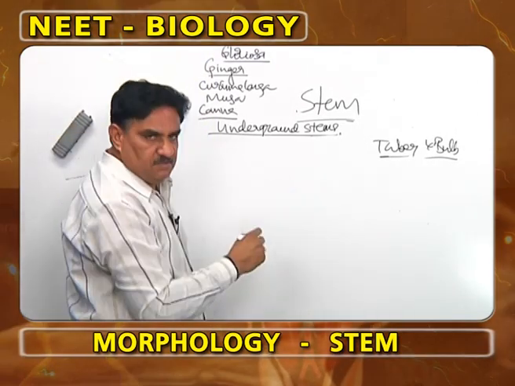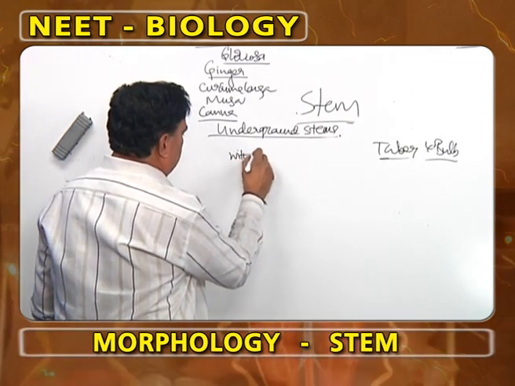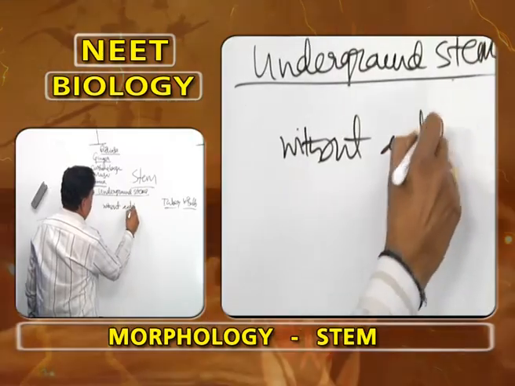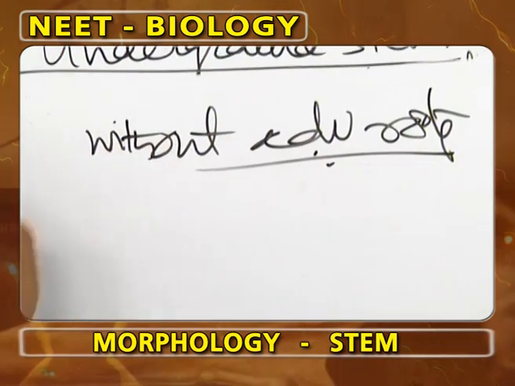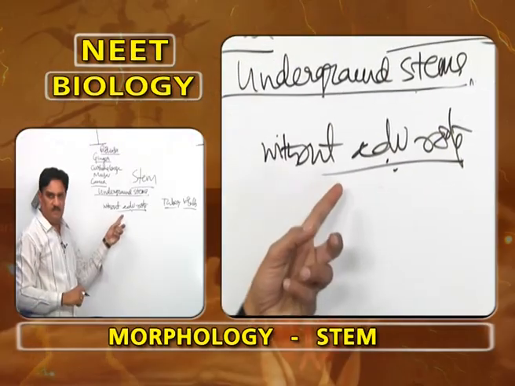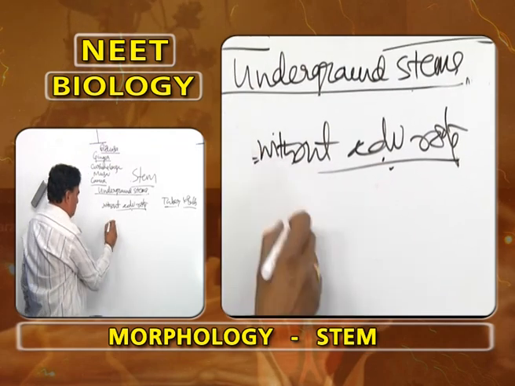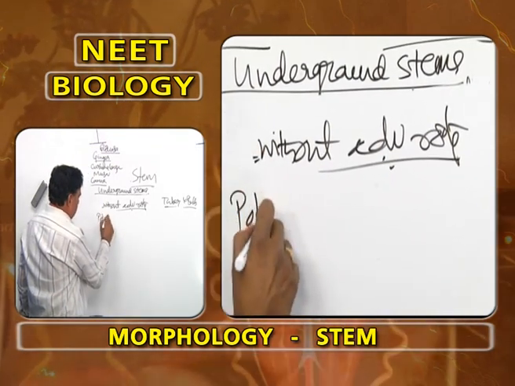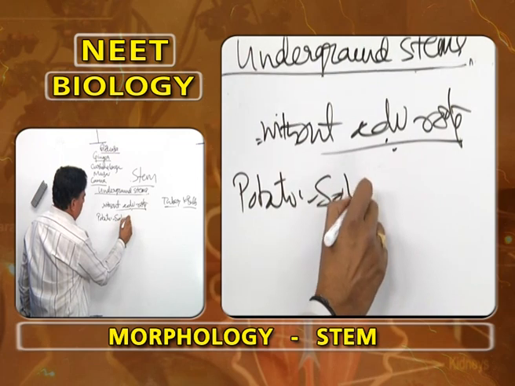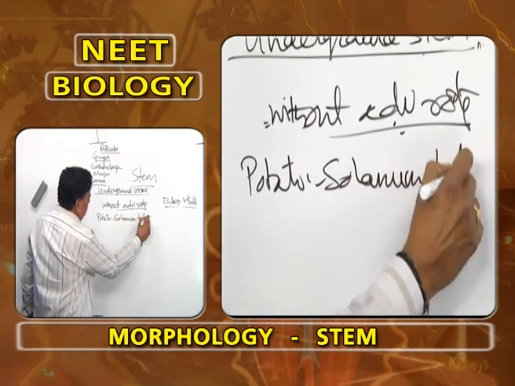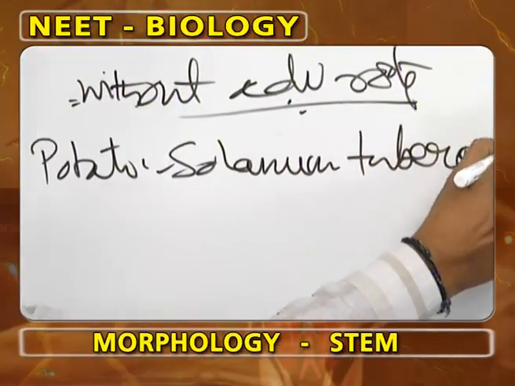Then coming to tuber. Tuber is an underground stem modification without adventitious roots. This is an important point. The only underground stem modification without adventitious roots is tuber. These tubers are found in potato, Solanum tuberosum.